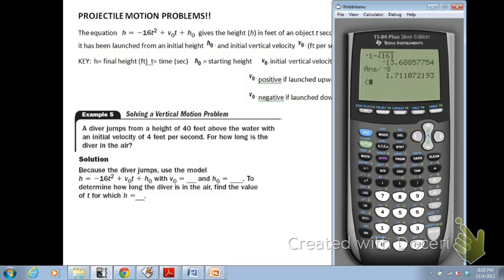If you had to type this all in at once, it's a little bit trickier, but you'd have to put everything in parentheses, at least for the numerator, so that the calculator would know that you're dividing that entire quantity by negative 8. And we would get the same answer. So the diver would be in the air for 1.7 seconds approximately.